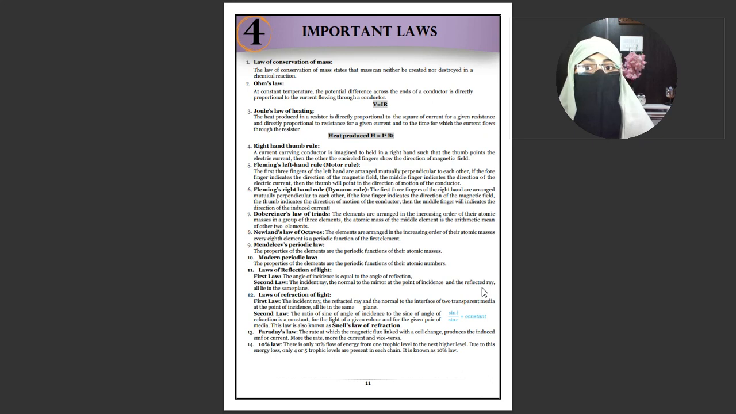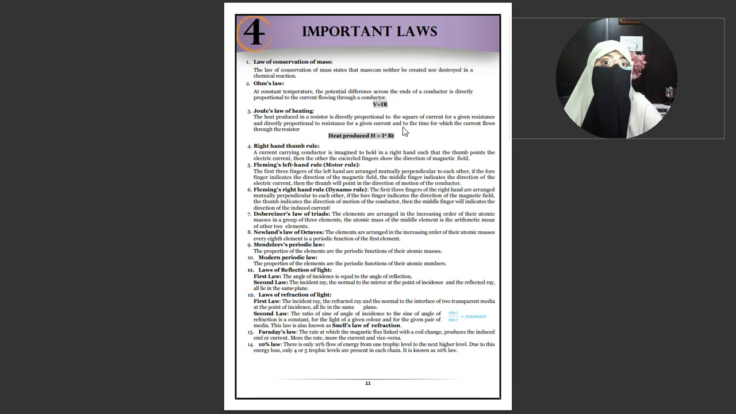Now heading over to Joule's law of heating: the heat produced in a resistor is directly proportional to the square of the current for a given resistance, and directly proportional to the resistance for a given current, and to the time for which the current flows through the resistor. So what this tells you is that the heat produced is completely dependent on the square of the current.